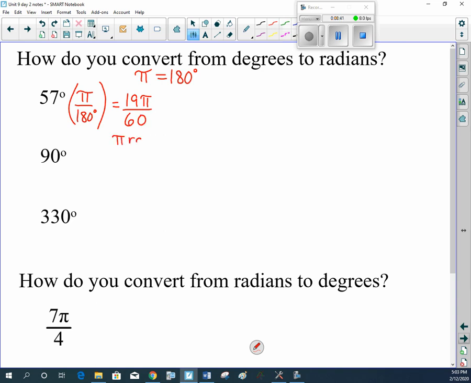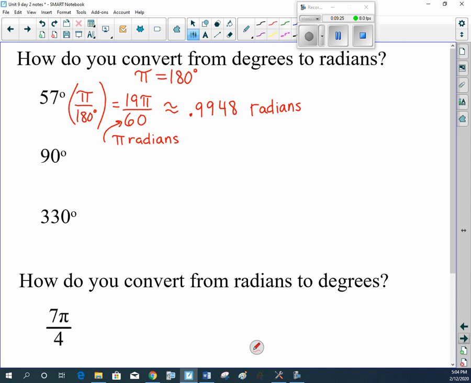This is called pi radians. But if you want to work that all the way out to a decimal, so this is our pi radian answer, then we just go ahead and say 19 pi, I'm just using the pi button on my calculator, divided by 60. And that turns out to be 0.9948 radians. Before we started, I told you on the other slide, 57 degrees is about 1 radian. I didn't say it equals 1. I said it was about 1, and 0.9948 is about 1 radian.